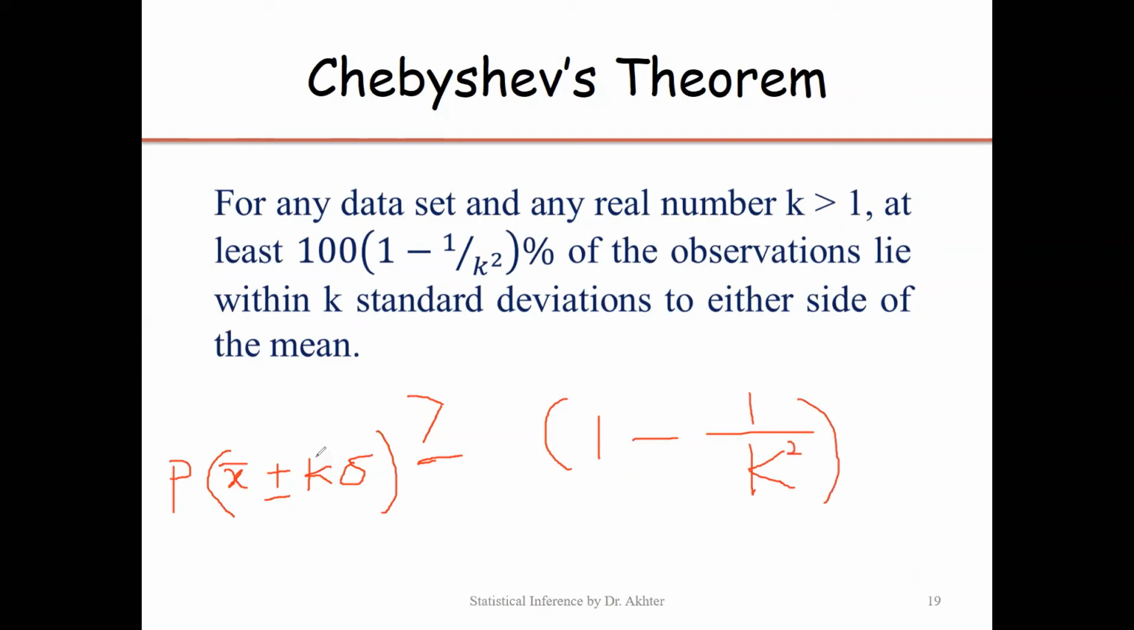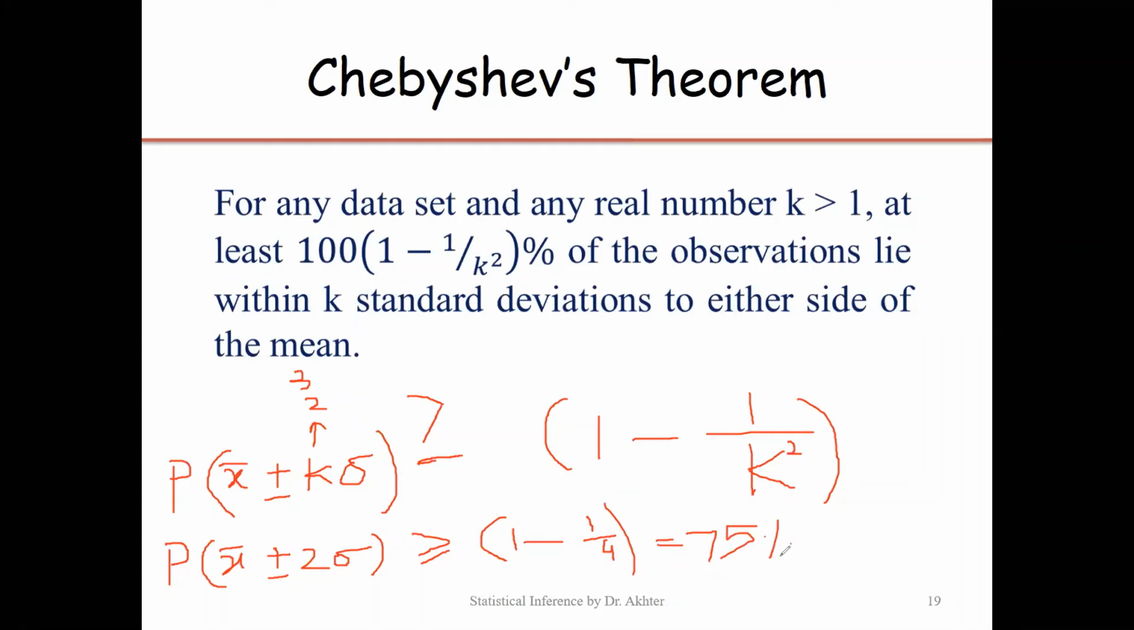Whatever the value of k we have, suppose I am putting 2. If k is 2, this is x bar plus or minus 2 sigma. If I use 3, it is x bar plus or minus 3 sigma. This probability can be computed for x bar plus or minus 2 sigma as greater than or equal to 1 minus 1 upon 2 square. It is 1 minus 1 upon 4, which is equal to 75%. In case of percentage, it is 75%. In case of probability, it is 0.75.